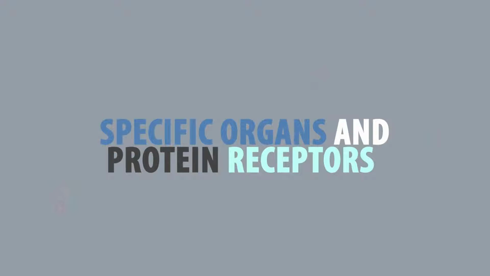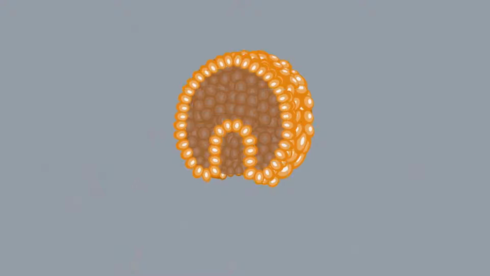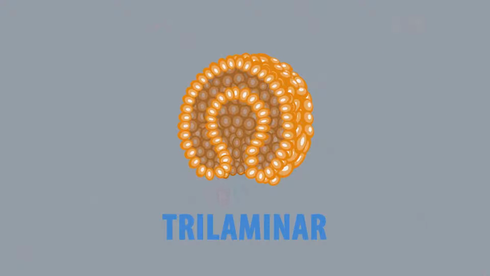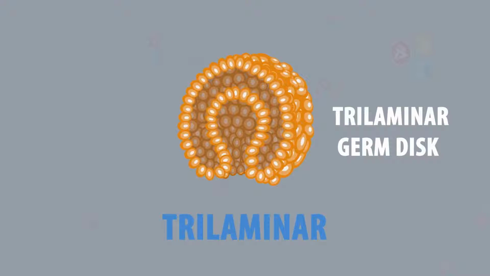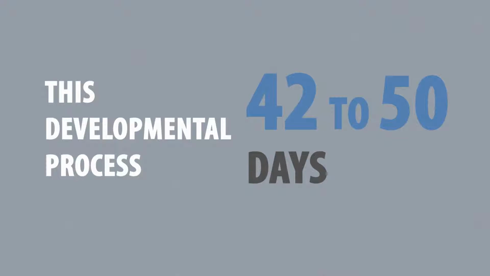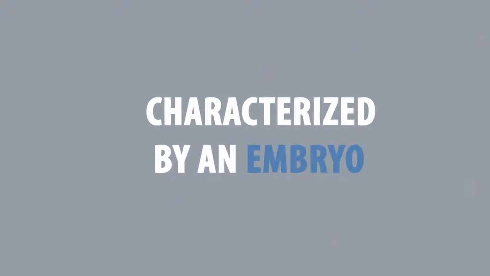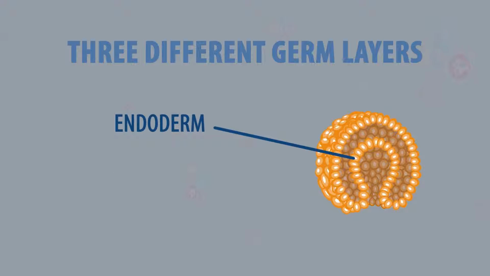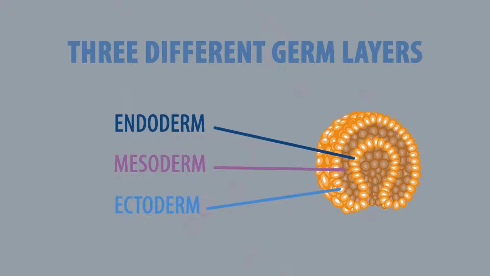Specific organs and protein receptors. Another biological discovery revealed an important process in the embryonic development when the trilaminar embryo is formed, also known as the trilaminar germ disk. This developmental process occurs about 42 to 50 days in the germinal stage and is characterized by an embryo, which exists as 3 different germ layers, known as endoderm, mesoderm, and ectoderm.